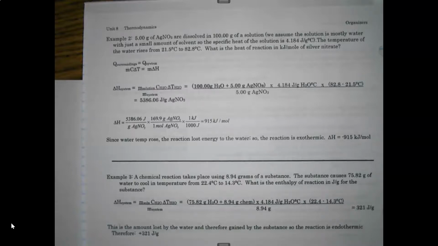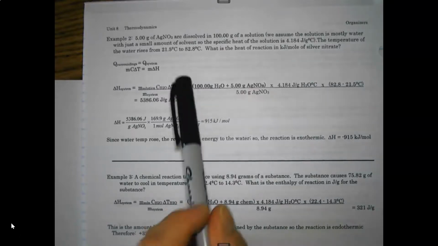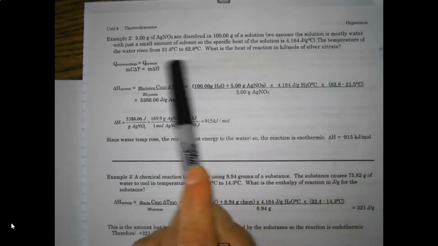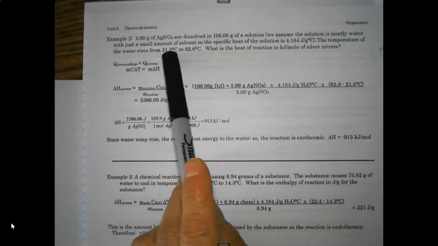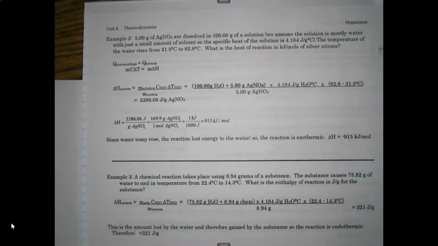So what am I going to do to figure that out? I'm going to go back and look and see, all right, my water started out at 21.5, but it rose to 82.8. The temperature of the water, the temperature of the surroundings went up. Okay? That means the energy was being given off by the system, by the silver nitrate. As a result, what's my reaction? Exothermic.